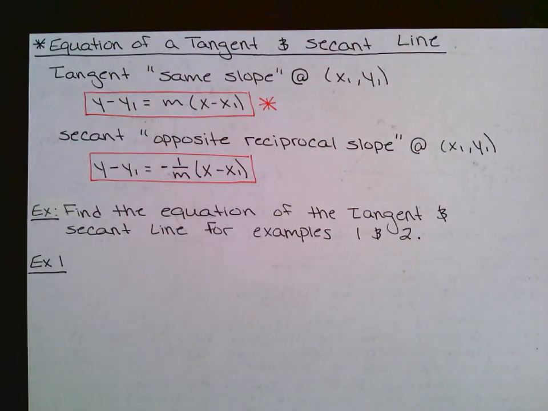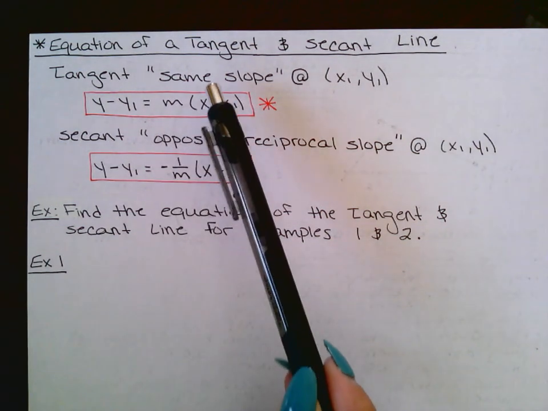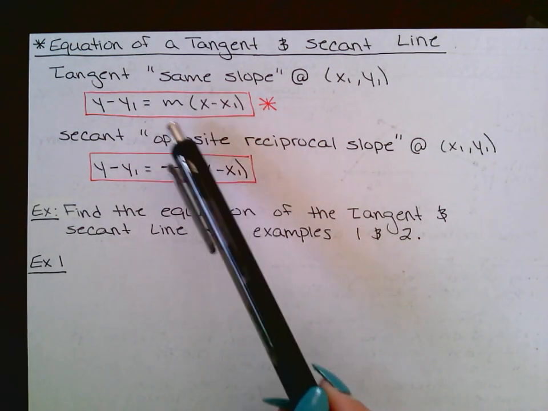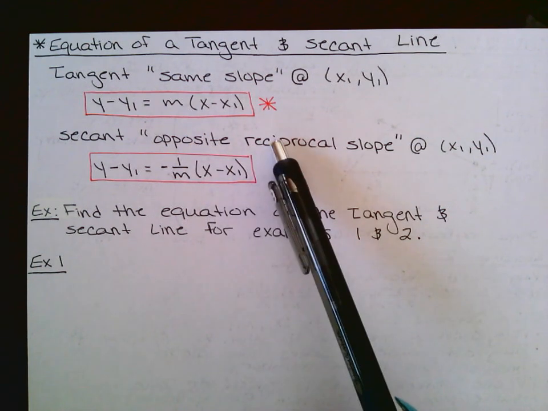All right, last thing for today. I put a big red star there because this is something that in the AP test is very, very popular. And that is writing the equation of a tangent and secant line. So a tangent line has the same slope, and a secant line has the opposite reciprocal slope.